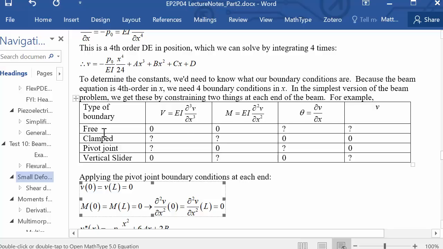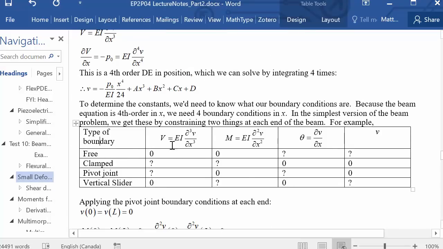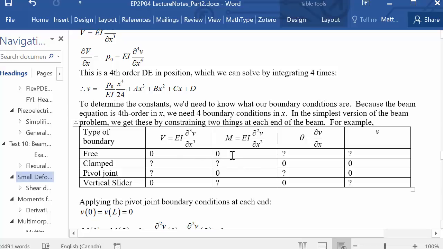So it's in the small deformations, the flexure part of the notes, and there's this discussion of how different boundaries mean different things for all of the different conditions. So what this means is that a free boundary has guaranteed no shear force and no bending moment because there's no forces applied on it, but that means that you don't know what the angle or the displacement is.